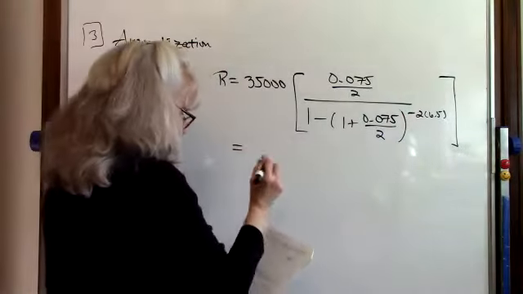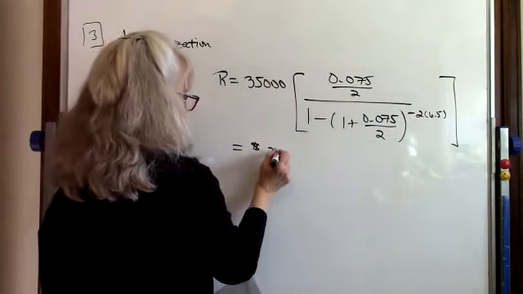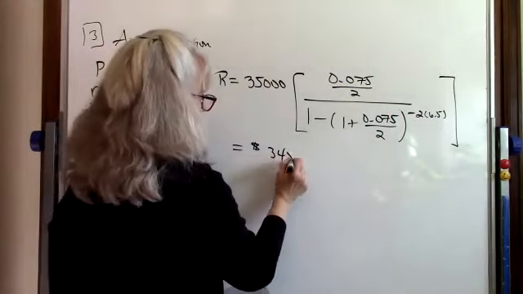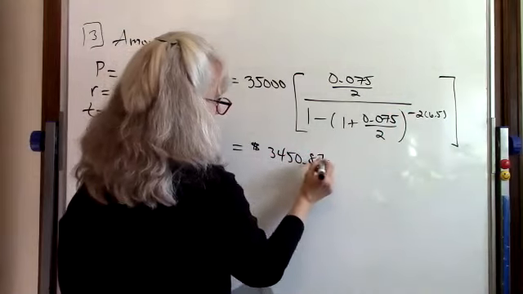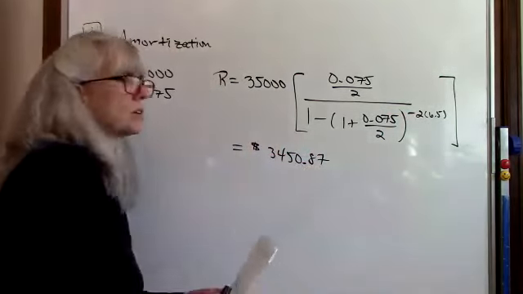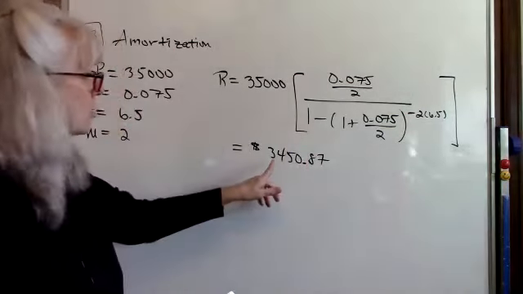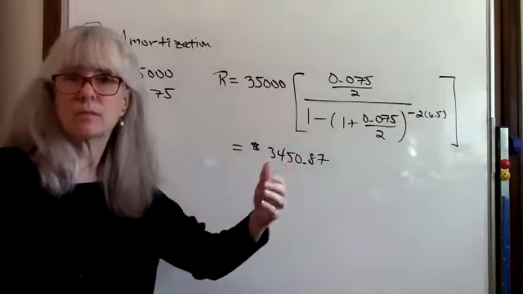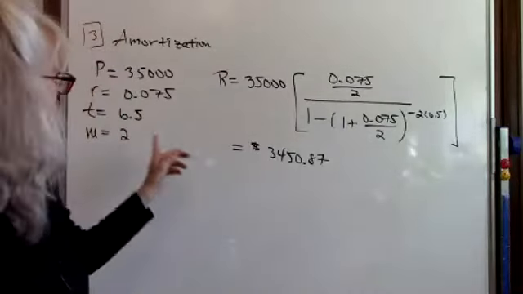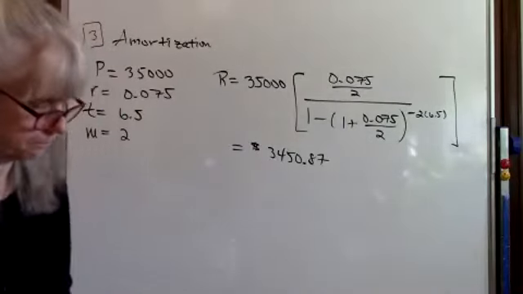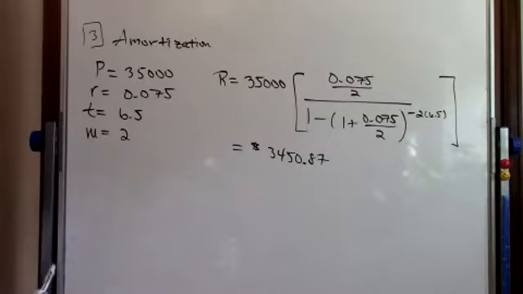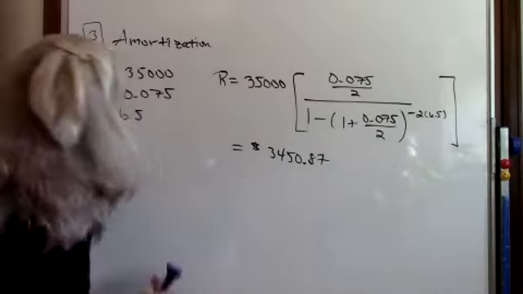And you should end up with $3,450.87. So if you borrowed $35,000 today and paid it back in semi-annual installments, you would owe $3,400 every 6 months for the 6.5 years to pay it off. Let's try another one.